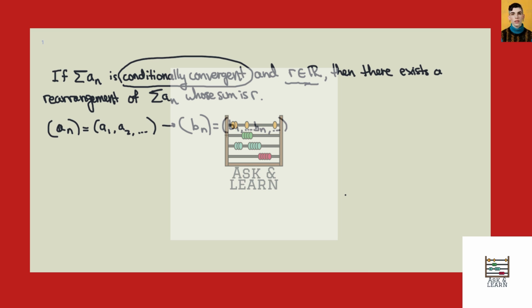Where these b's are equal to the a's, but the order is changed. So for example, you can say something like we'd have something like of that form. Or more generally, even, where sigma is a one-to-one function.